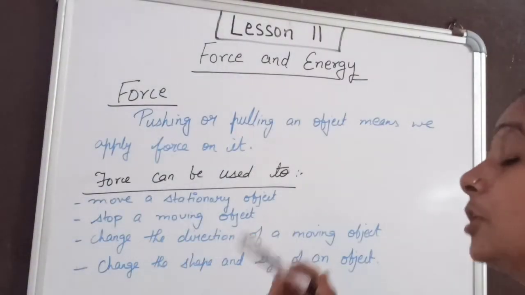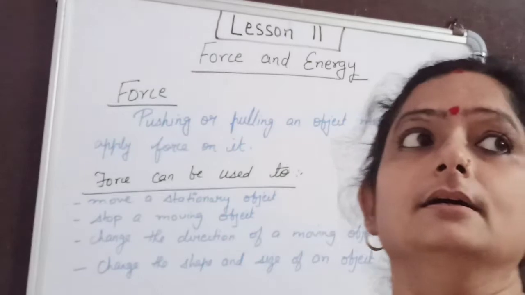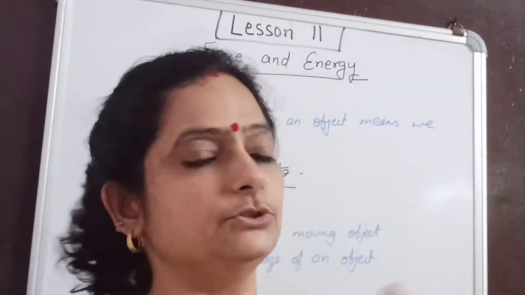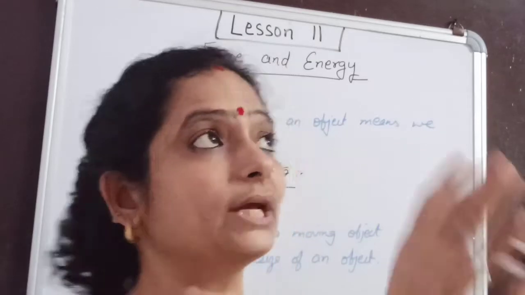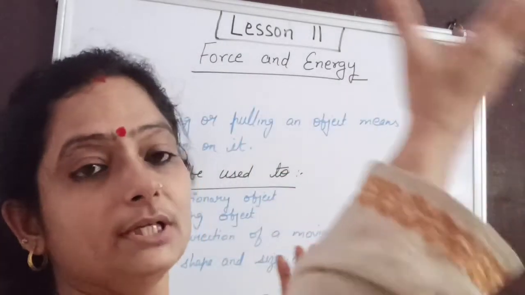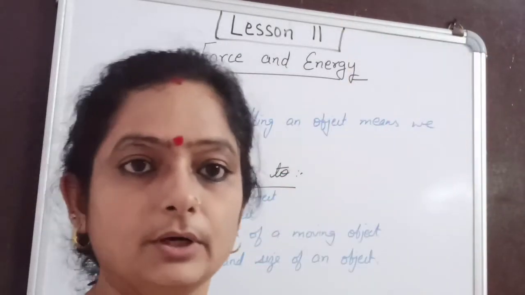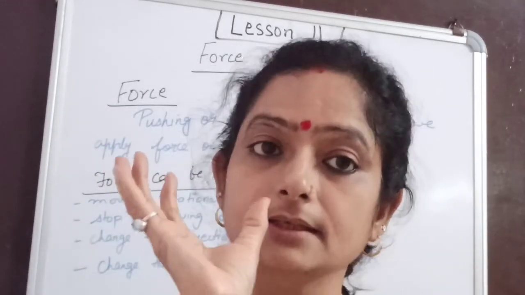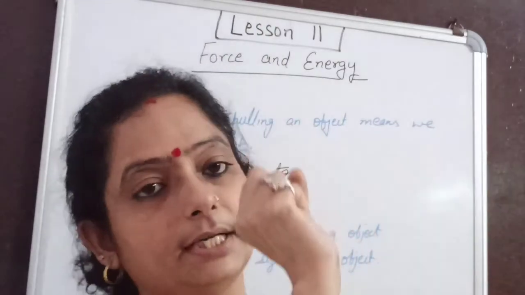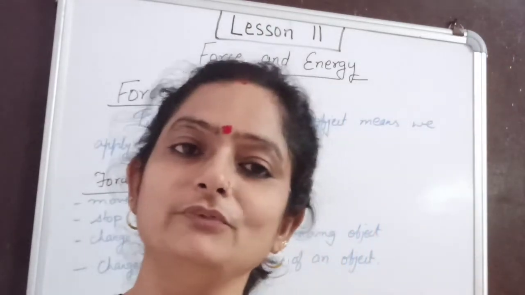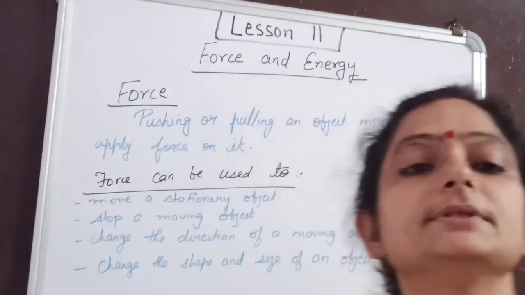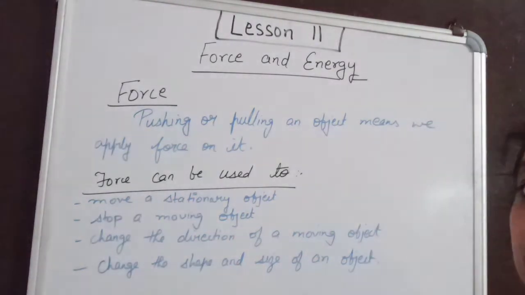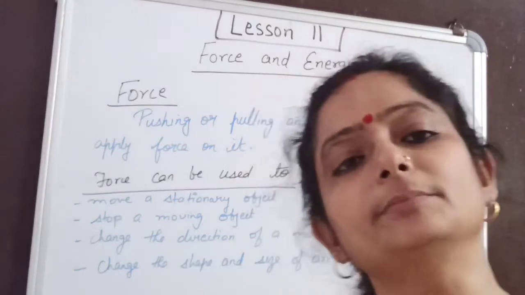Then, force can stop a moving object. Suppose you are playing bat and ball and you catch the ball. The ball is a moving object, and you are applying force with the help of your hand and you catch the ball. Now the ball will stop moving. So if an object is moving, you can apply force and stop that object.